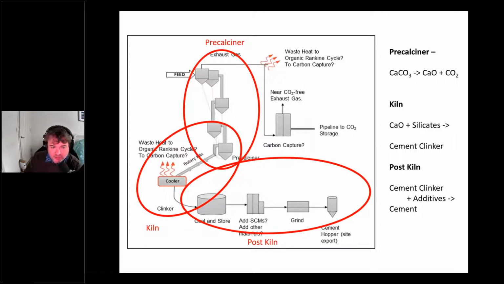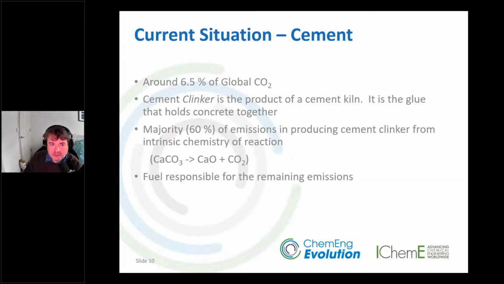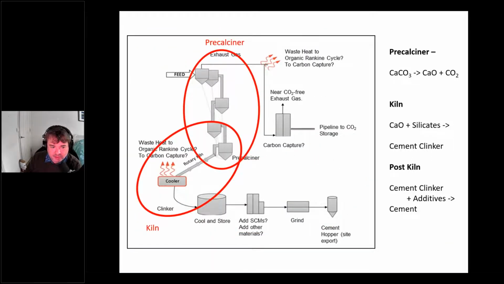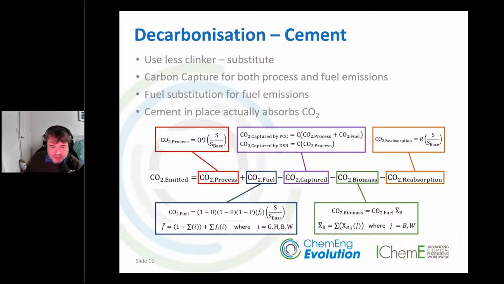The fuel emissions are about 40% of the process, and you can actually do some things with those, but the challenge is that bit. Cement is about 6.5% of global CO2, and cement clinker is the product of the cement kiln. So that's what comes out from the kiln here, and then you add in extra bits here. It's the glue that holds concrete together. So that's the good stuff. That's the stuff that you need. The majority of the emissions is from the intrinsic chemistry of the reaction, and the fuel is responsible for the remaining emissions.